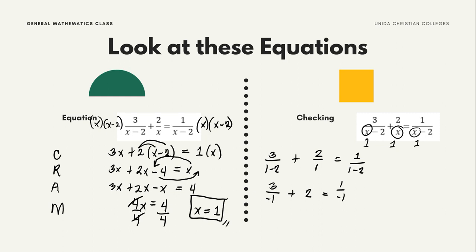Okay, next. 3 divided by negative 1, of course, that is negative 3. And then copy plus 2. 1 divided by negative 1, that is negative 1. And last step, negative 3 plus 2, we have negative 1 is equal to negative 1. And as you can see, they are equal. So we have the correct answer, which is the value of x, which is 1.